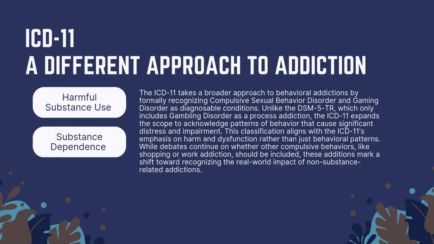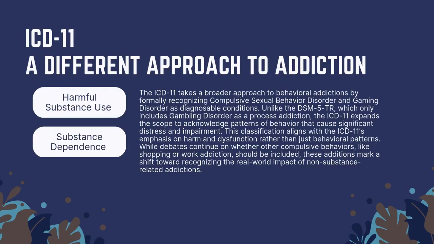And then moving on to the ICD-11, which is just a little bit of a different approach. The key differences between the DSM-5-TR and the ICD-11 are that the DSM-5-TR uses substance use disorder and it focuses on behavior. The ICD-11 has two major categories. So it's harmful substance use and substance dependence. And the harmful substance use focuses on physical or mental damage from use, while substance dependence focuses more on cravings, tolerance, and withdrawal.